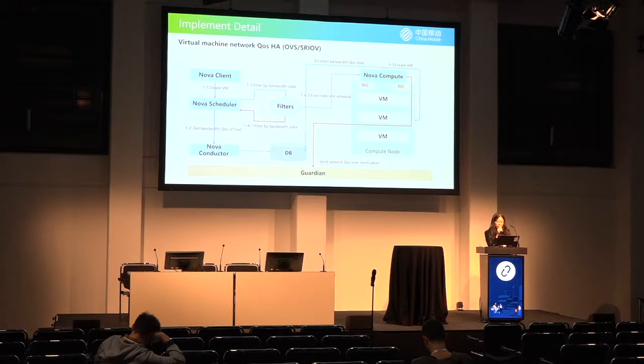Then when we create the VM, we will check the bandwidth QoS of the host and filter by the bandwidth state and find a suitable node and schedule to create the VM on that compute node. And the Nova compute will always monitor the bandwidth QoS in the compute node and send the network QoS over the notification to the Guardian, and the Guardian can alarm.